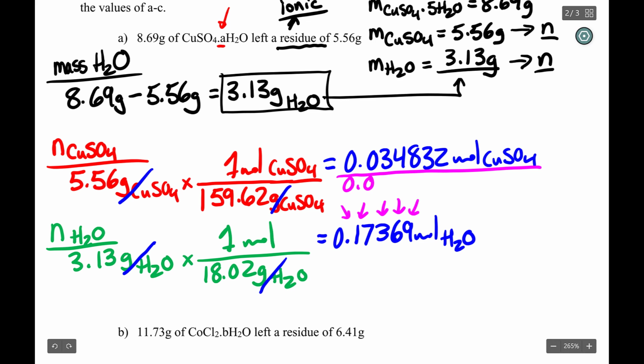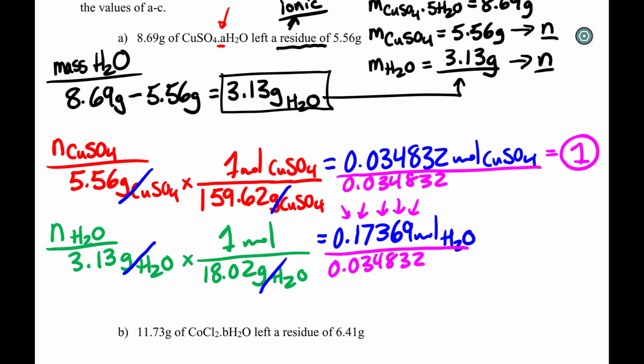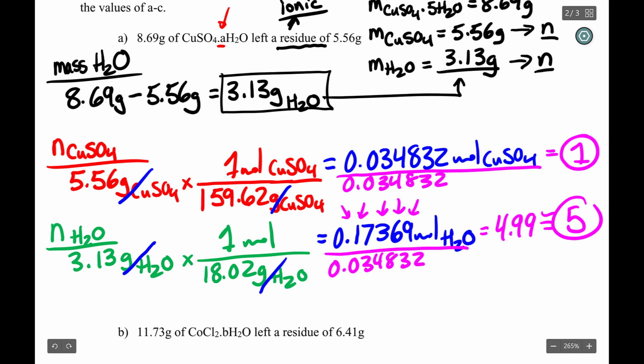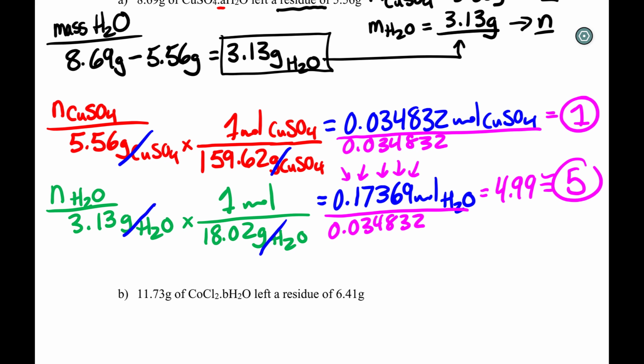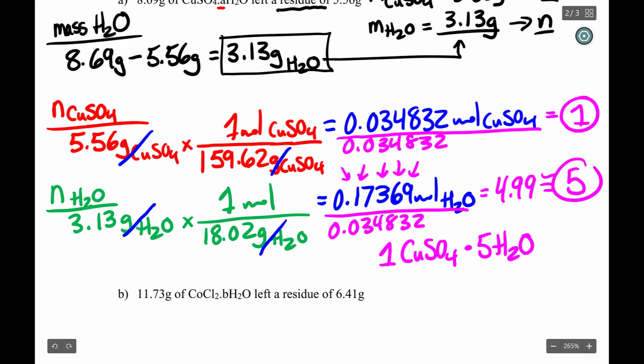I'm going to divide this by 0.034832, which is going to give me 1. I'm going to divide this one by 0.034832. And when I do that, I get a value of 4.99 something something. It is so close to 5. I'm assuming that this is 5. So now I know that it is 1 CuSO4 dot 5 H2O.